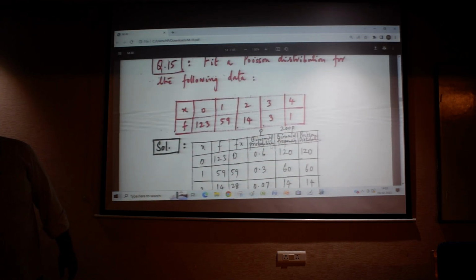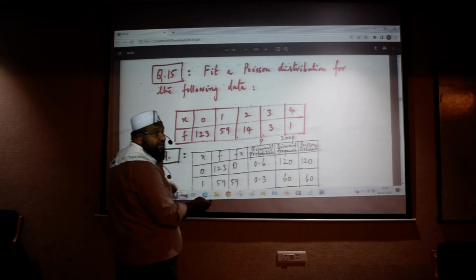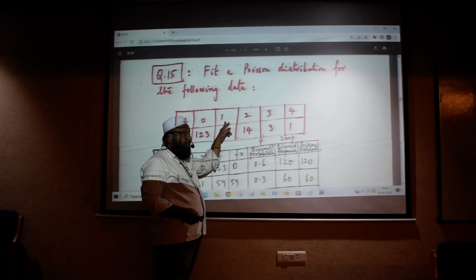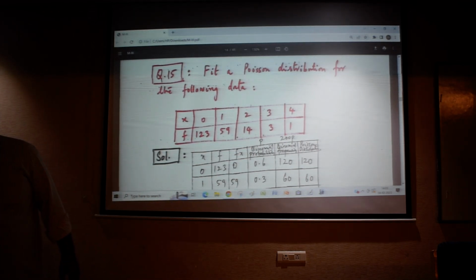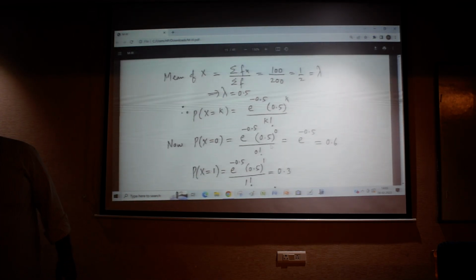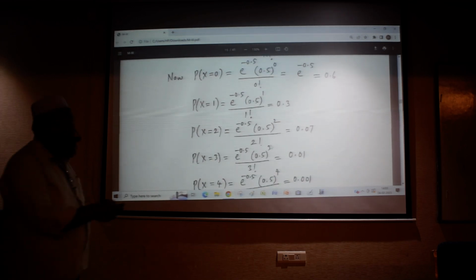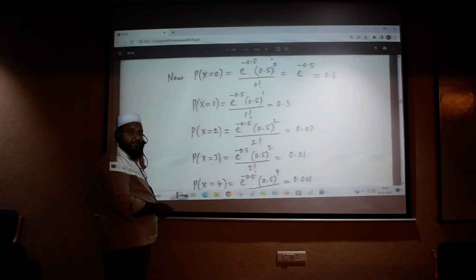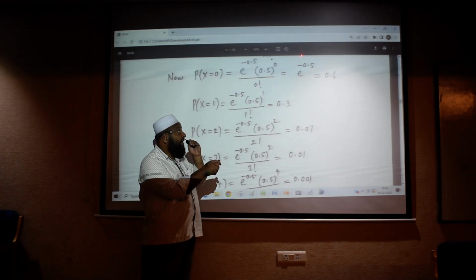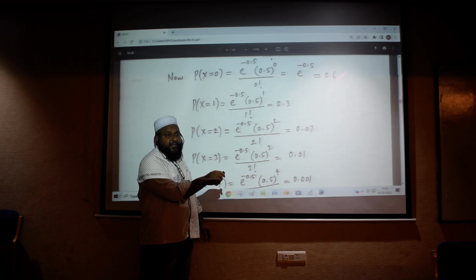What are the values that distribution is taking? It is taking 0, 1, 2, 3, 4. So we have to calculate the probabilities for this one. X equal to 0, 1, 2, 3, 4. Very good. Maximum value is 4. So we have calculated all the probabilities. The probabilities are like this.